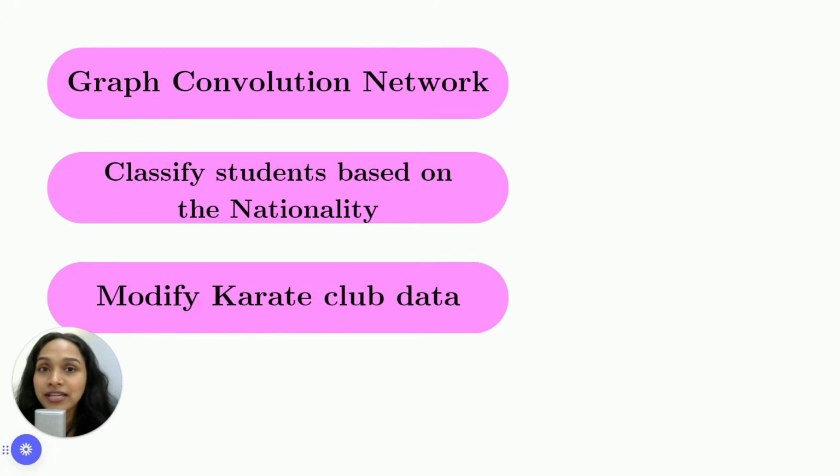We will be using the famous Karate Club dataset for doing this project. We will load the Karate Club dataset and modify it such that we can create a synthetic dataset of students coming from 4 different countries. Then we will generate random edges, which is the interaction between the students. And then we will classify the students based on their countries.